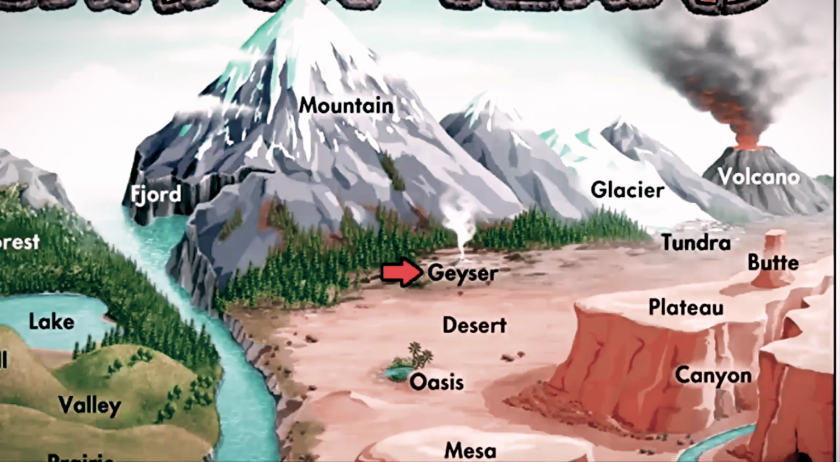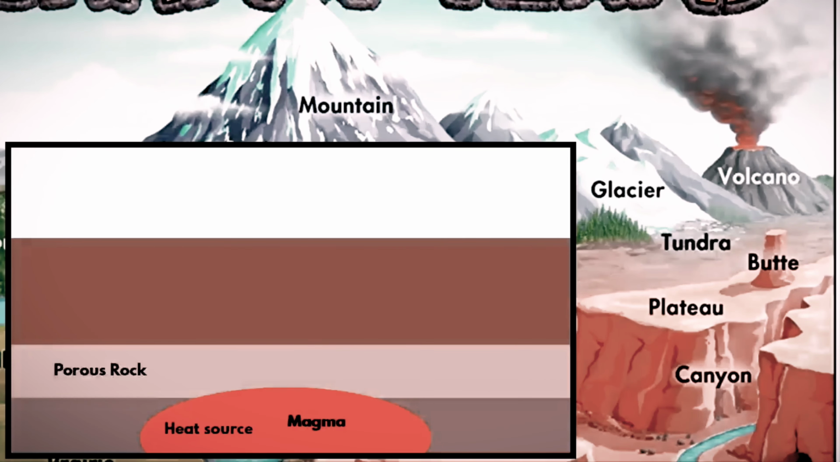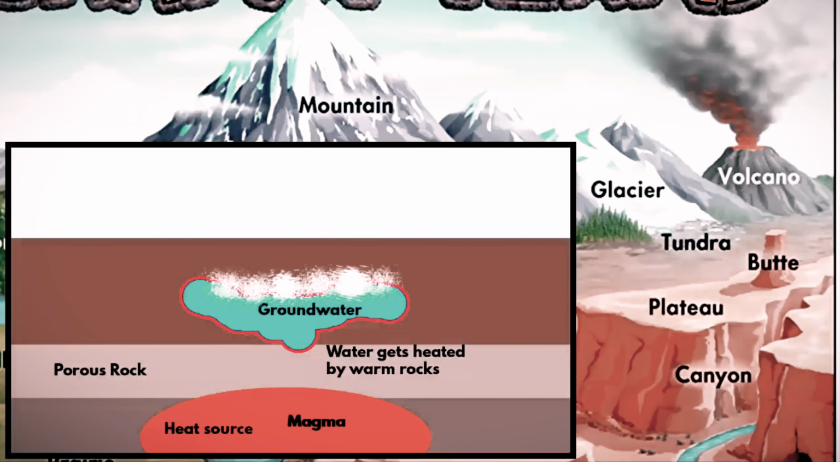The next one is geyser. Now geysers are like hot spring, where warm surface water comes out of the ground. So how does the water become so warm? When surface water comes in contact with rocks that are heated by magma. This is called geothermally heated water.